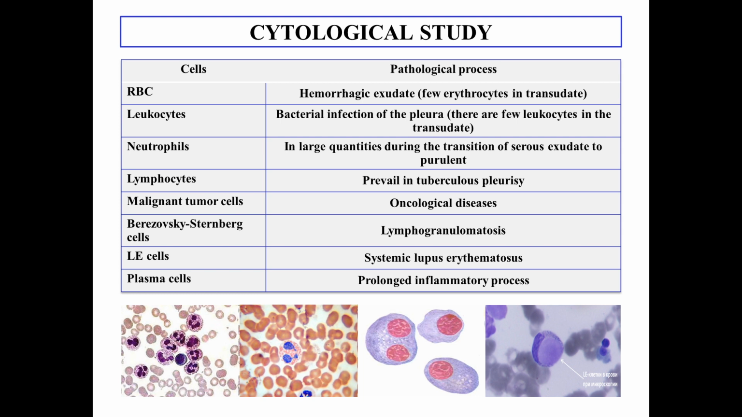Leukocytes represent bacterial infection of pleura. Neutrophils also bacterial infection and exudate of pleura. Lymphocytes mostly prevail in tuberculous pleurisy. Malignant tumor cells or atypical cells represent oncological disease. LE cells, for example, systemic lupus erythematosus, and etc.